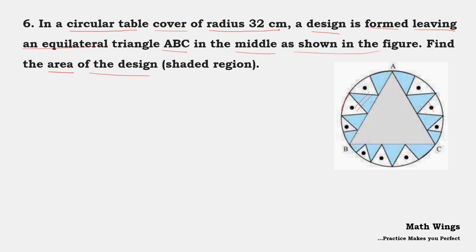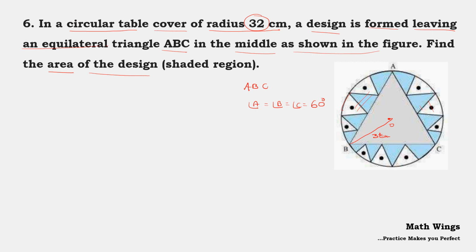They have said ABC is an equilateral triangle. Therefore, what are angle A, angle B and angle C? That is equal to 60 degree. Also, they said that the radius is 32 centimeter. So, how can you mark the radius here? If I take this as O, I can mark the radius as BO, that is equal to 32 centimeter.